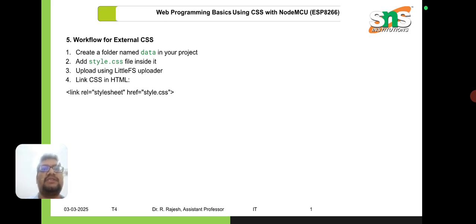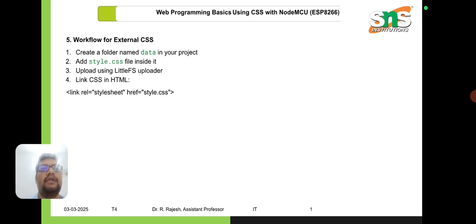The workflow for external CSS is to create a folder named data in your project. After that add style.css, which is the file name given to the CSS file. Upload the file using LittleFS uploader. Link the CSS in the HTML file like link rel equal to, in double quotes, stylesheet, then href equal to style.css. It should be given in double quotes.